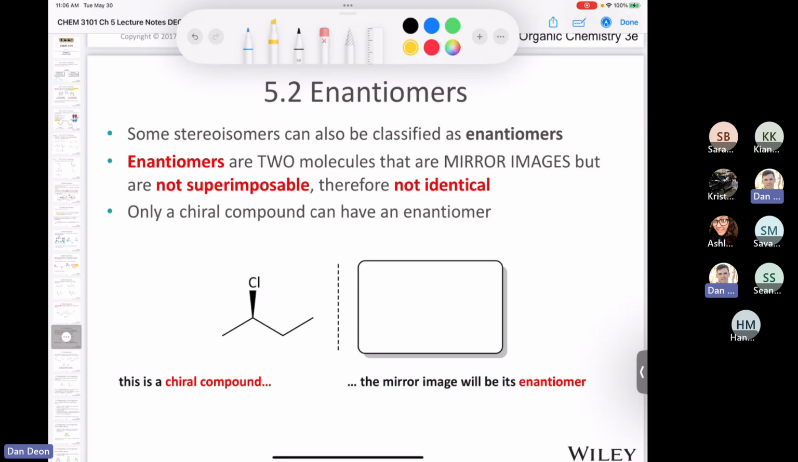So I told you a couple of times, I've let this word slip out of my mouth, that when you have 2 molecules that are non-superimposable mirror images, we call these enantiomers. Your 2 hands, if you hold them up, they're mirror images of each other, but you can't put them on top of each other. You can't put your left hand in a right-handed glove, so your 2 hands would be considered to be enantiomers. Now, if you want to draw the mirror image of this compound here, how would you do that?